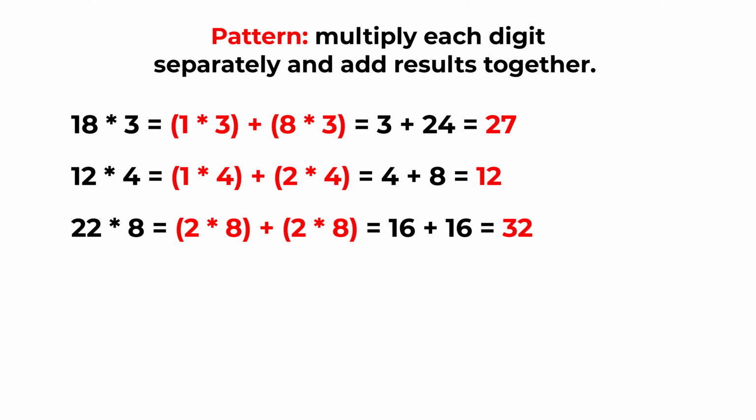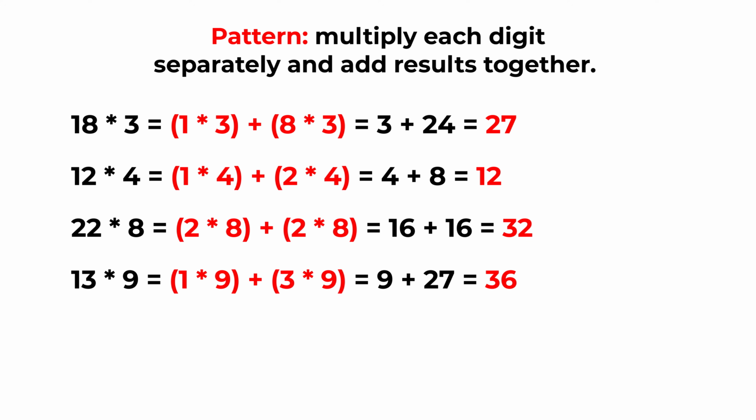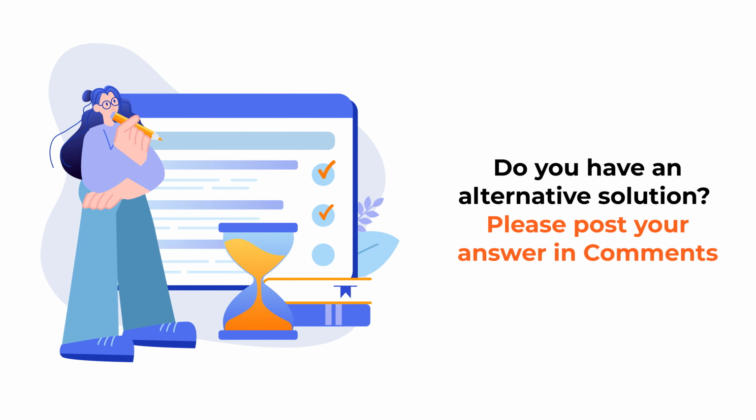So to calculate the answer of 13 multiplied by 9, we would need to multiply 1 by 9 in parentheses and add to 3 by 9 in parentheses, which would be the sum of 9 and 27, and the end result would be equal to 36. So the correct answer here is choice B, 36. Hopefully you've nailed this question and now know how to answer similar problems on the test.